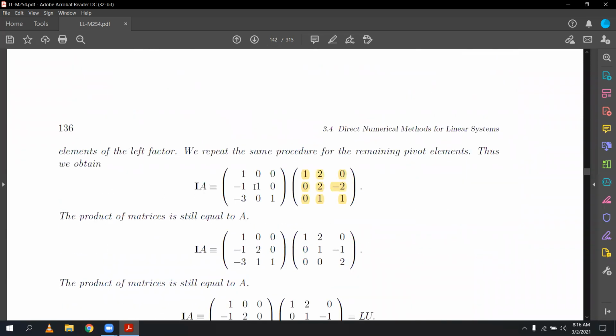What is your next step? You have to check this one. This should be equal to what? It should be 1. Yes. So we divide this row by the 2. And what is the shape we have?